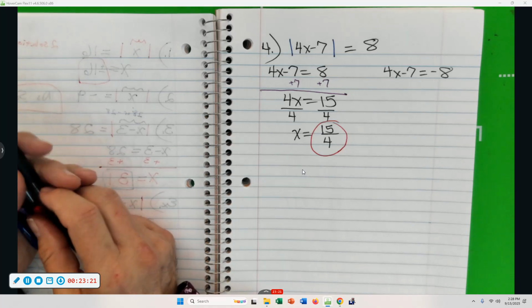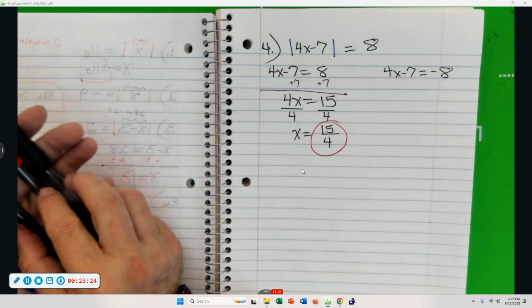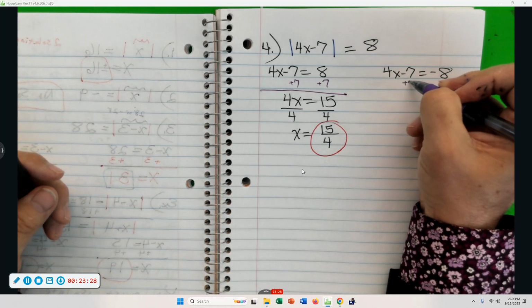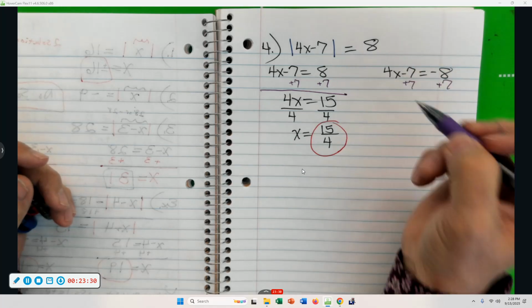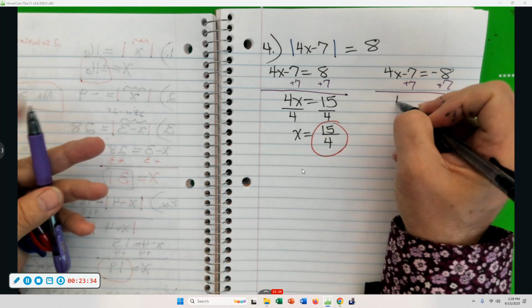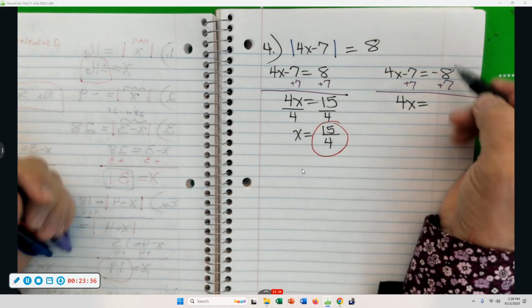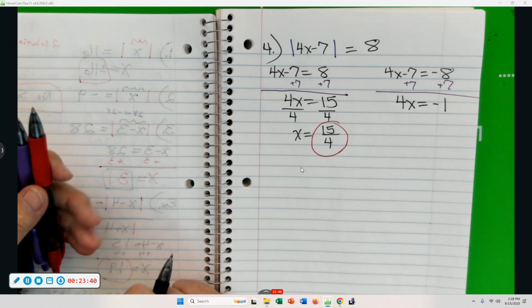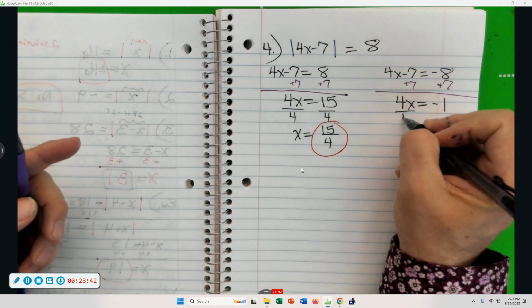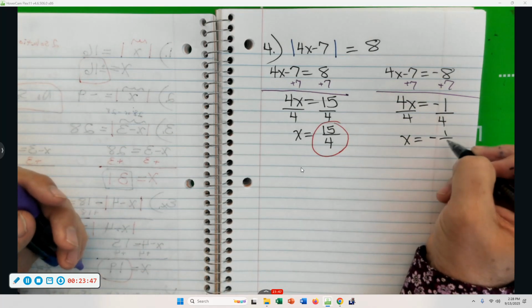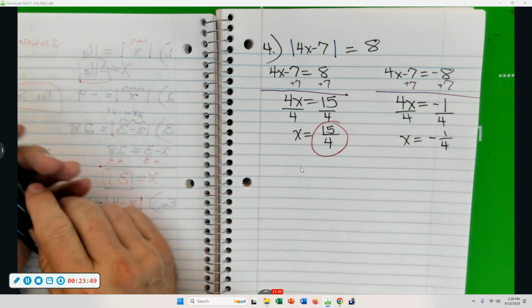4x minus 7 equals negative 8. What will I do first? Again, I'll add the 7. Get that 7 over on the other side to give me 4x equals negative 1. And then divide by 4 to give us x equals negative 1/4.